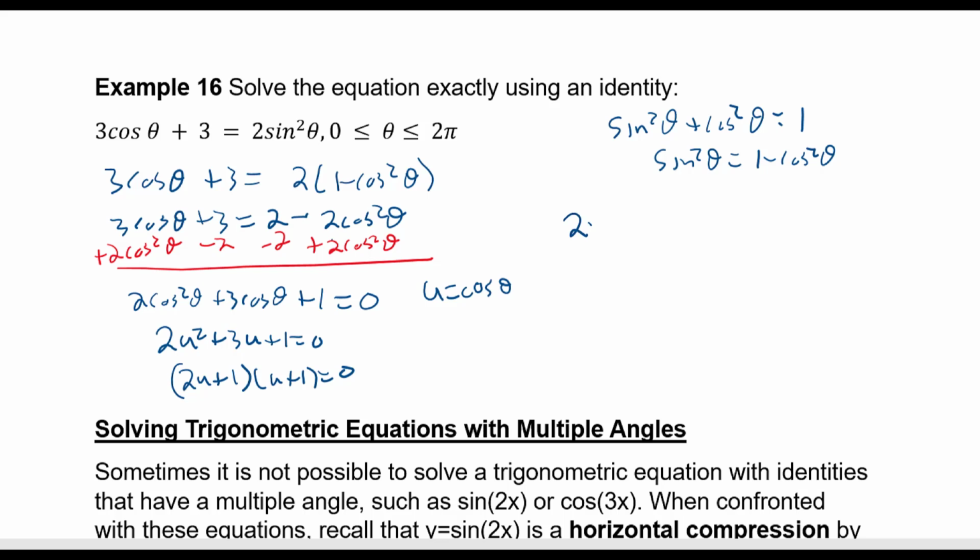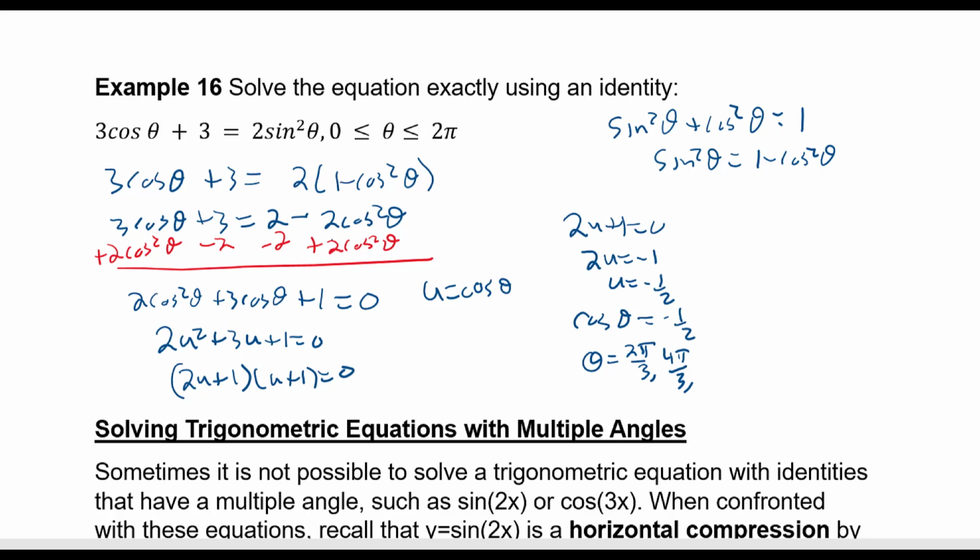So we have 2u plus 1 is 0. So 2u equals negative 1, or u equals negative 1/2. What was u? It's cosine theta. We do have a restriction from 0 to 2 pi. That's good. Cosine theta equals negative 1/2. We just saw this one in a previous problem. So our theta is going to be 2 pi over 3 and 4 pi over 3.